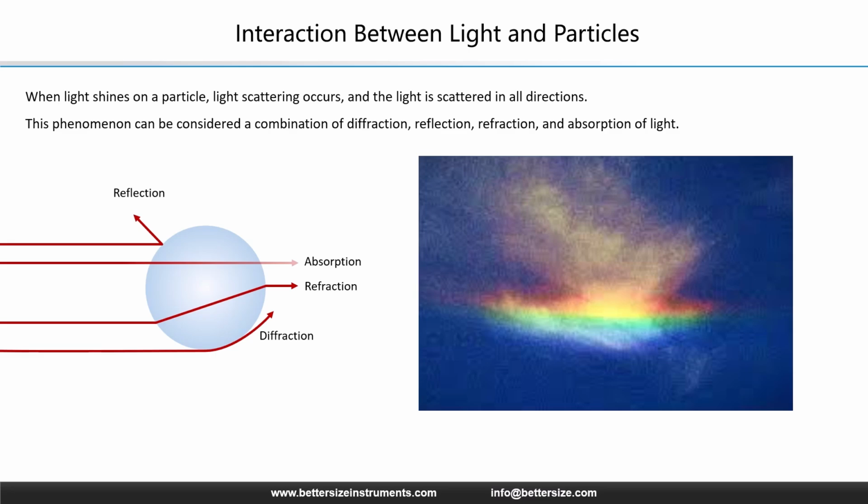This is what happens inside the optical bench when we press Start. When a laser beam hits a single particle, it doesn't just block the light like a shadow. It creates a complex interaction. Look at the diagram on the left. The light undergoes four distinct physical changes simultaneously. It bounces off the surface, which is reflection. It bends as it passes through, so-called refraction. Some energy is lost inside the particle, the absorption, and importantly, it bends around the edges, that's diffraction.